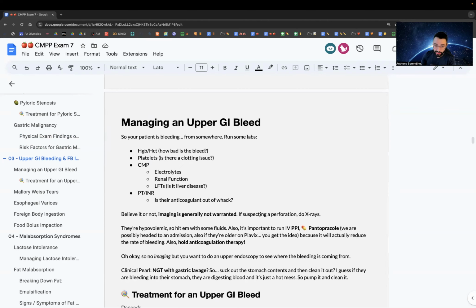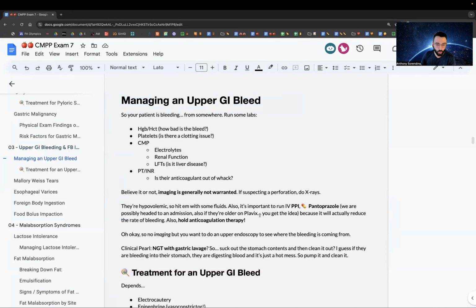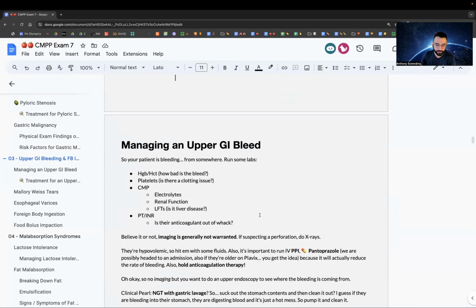All right, so your patient's bleeding from somewhere. Run some labs. So run your hemoglobin and see how bad is this bleed. Run your platelets. Is there a clotting issue somewhere? LFTs, is this coming from the liver? PT/INR, is the anticoagulation out of whack? Imaging generally isn't warranted, but if you do suspect a perforation, do an X-ray.